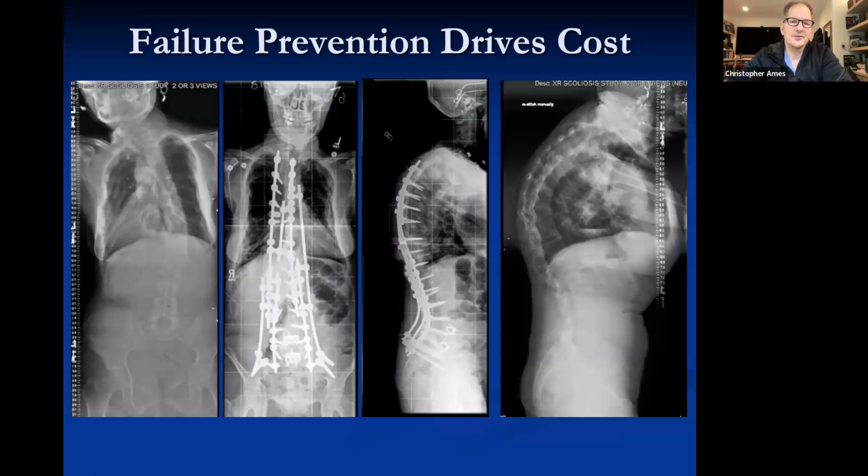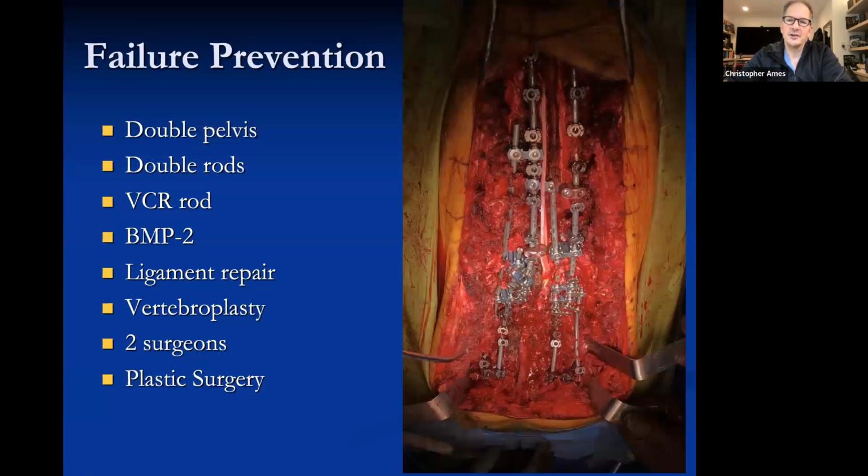So this is one of our typical cases. You can see all the hardware in place. And these are our strategies, all expensive. Double pelvis, double rods, VCR rod, biologics, ligament augmentation, it's not reimbursed. Vertebroplasty is not reimbursed. Two surgeons not paid very well, and then plastic surgery. And so our solution has been to spend more money at the index procedure, much of this not reimbursed.